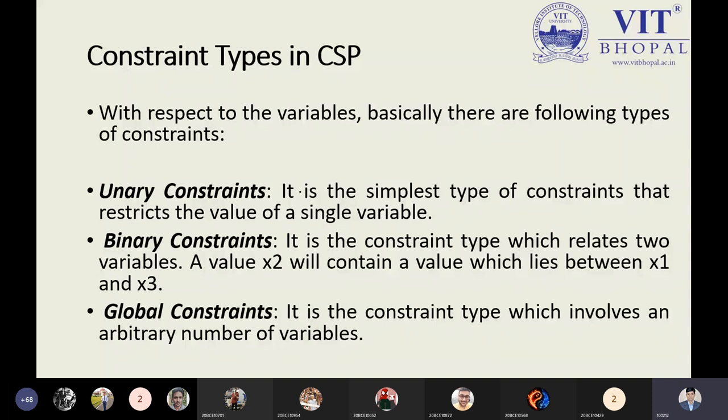For example, x2 will contain a value which lies between x1 and x3. Yes, it is also possible. So x2 can have multiple values, and the binary constraint involves two values. That is followed by the binary constraint. If the value is held by an individual single variable, that is unary. If we talk about a global constraint, it involves an arbitrary number of variables. It doesn't mean it has to have three, it can have two, it can have five. So we can say this is a global constraint.